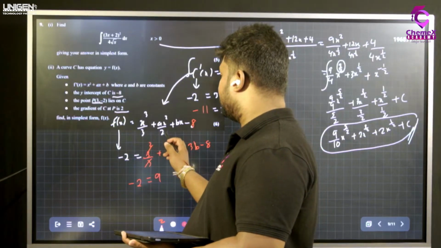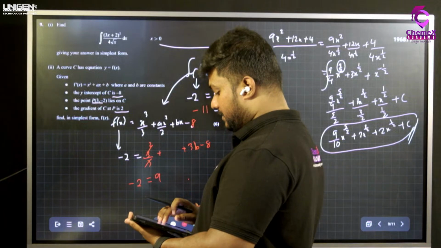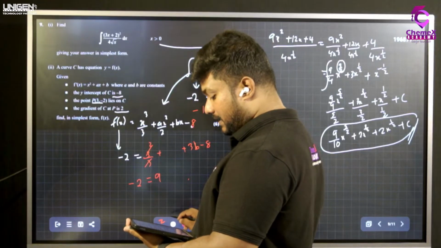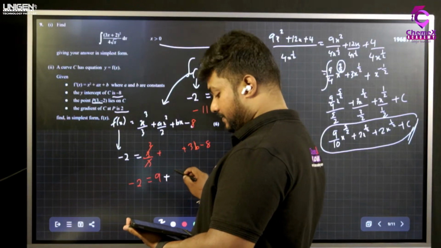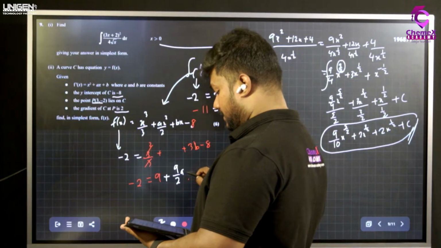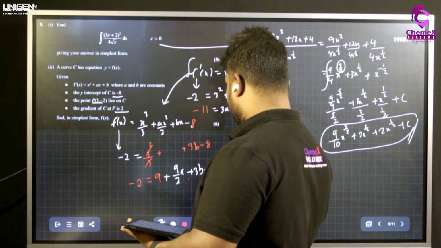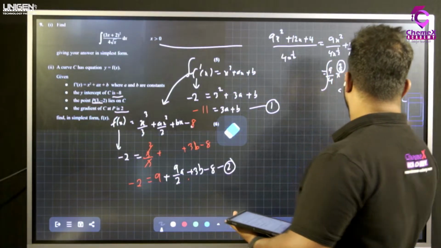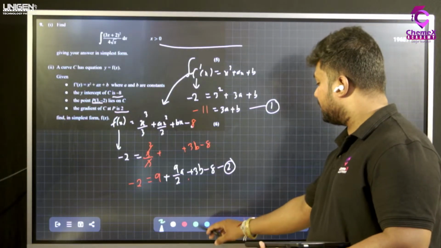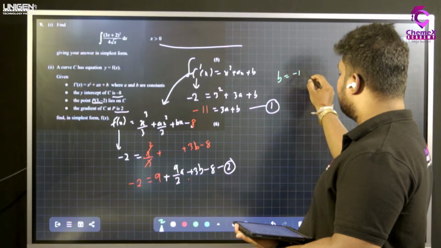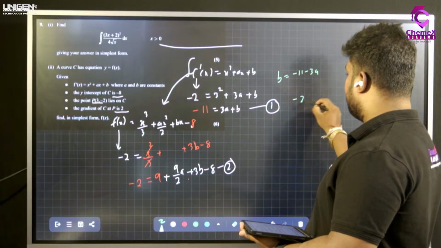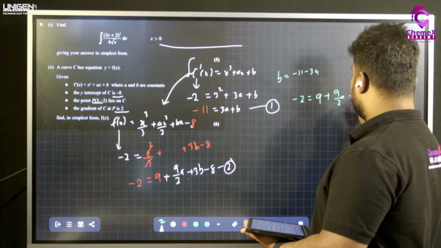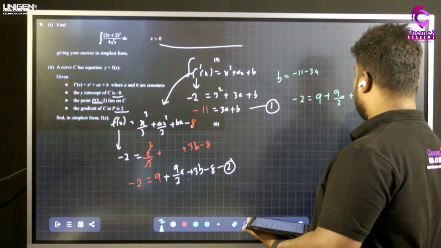This is what? Ax squared. So 9 plus 3b minus 8. Solve these two simultaneous equations. So here I'll just erase this whole thing, you don't need that now. Here you can make b the subject. b is equal to what? Minus 11 minus 3a. Minus 2 equals 9 plus 9 over 2a plus 3 times minus 11 minus 3a, minus 8.